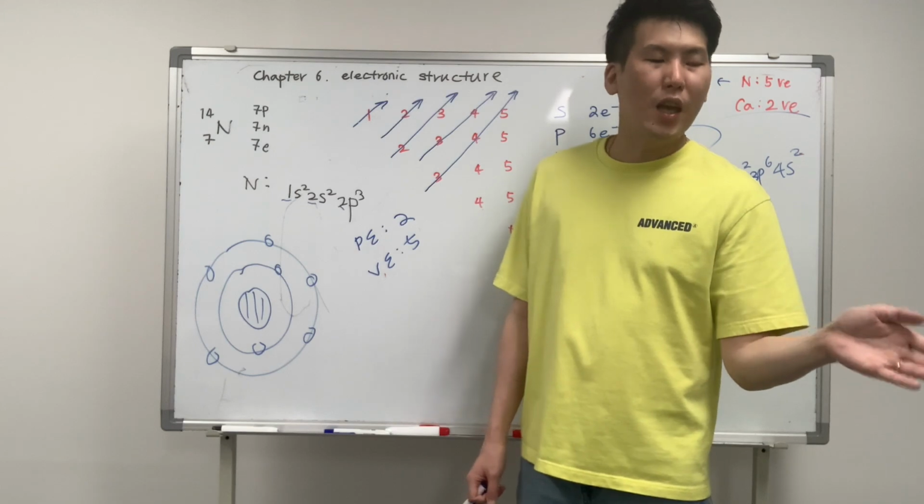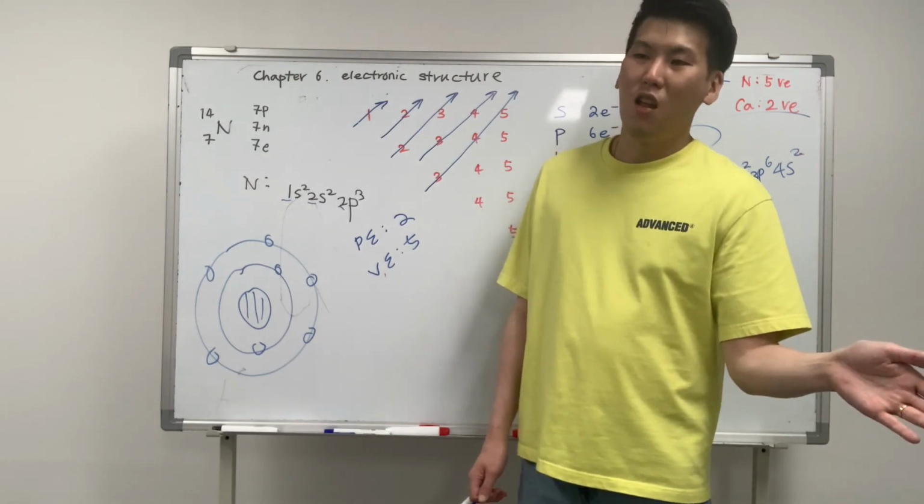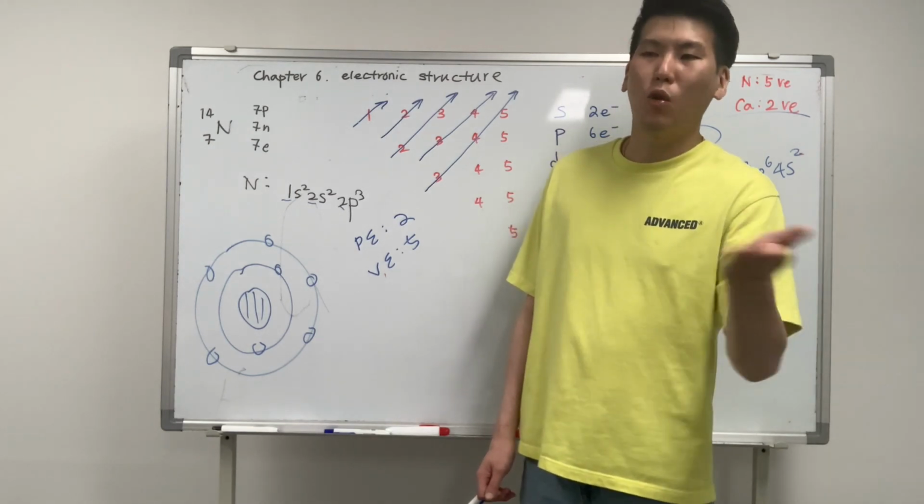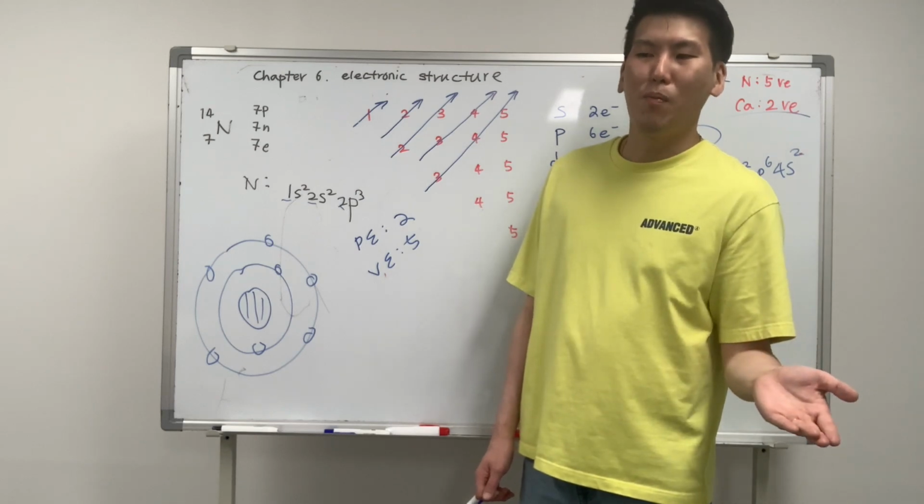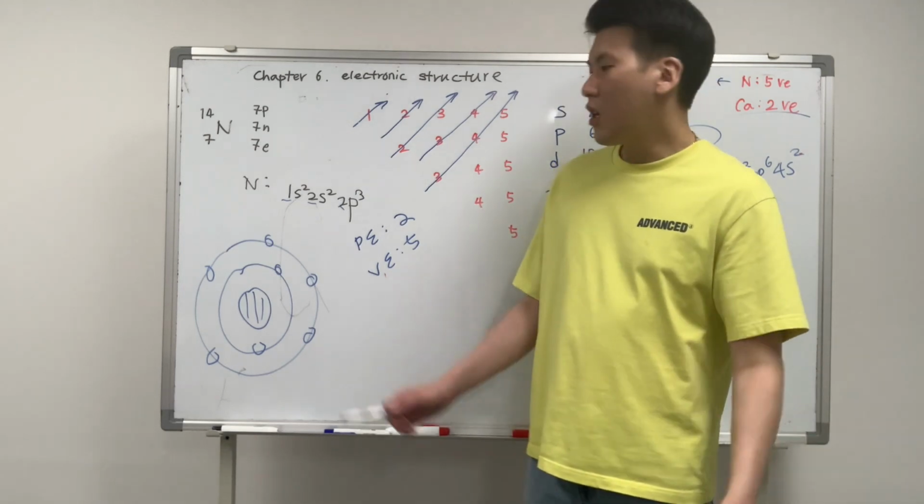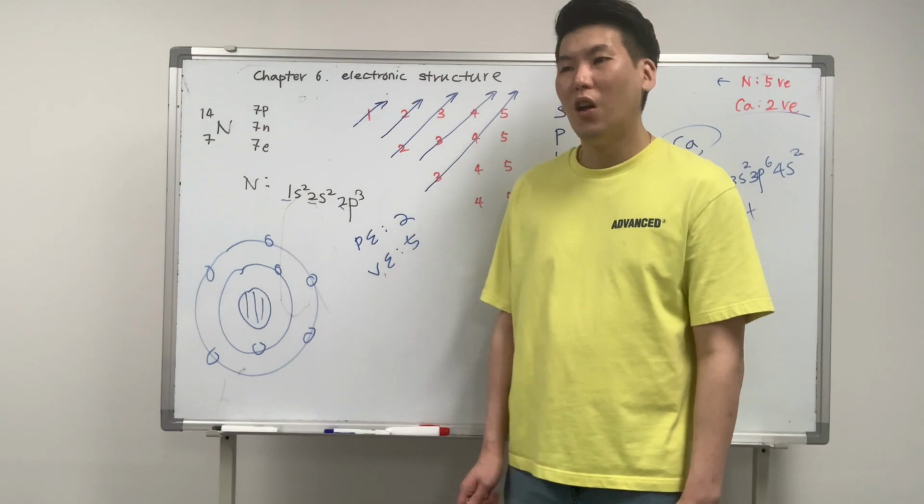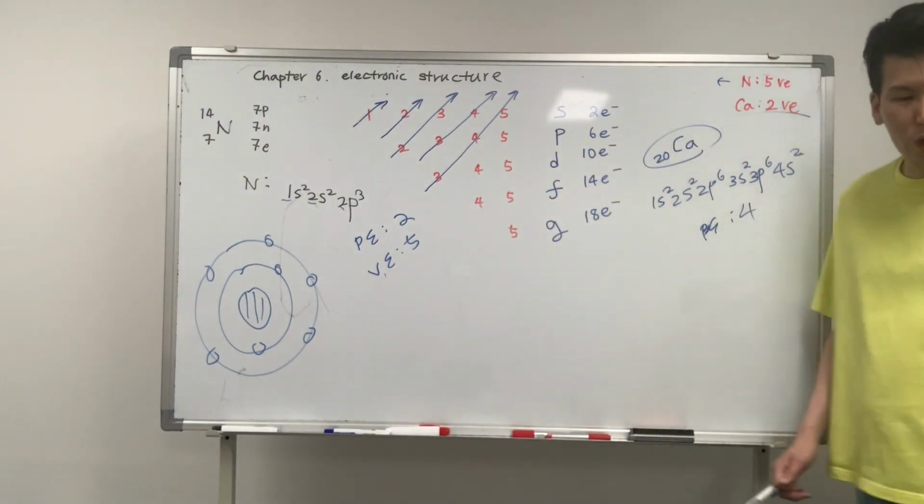Which period is it in? Take a look. Which period? Period means horizontal row. Quick rule. Okay, calcium, which period is it in?